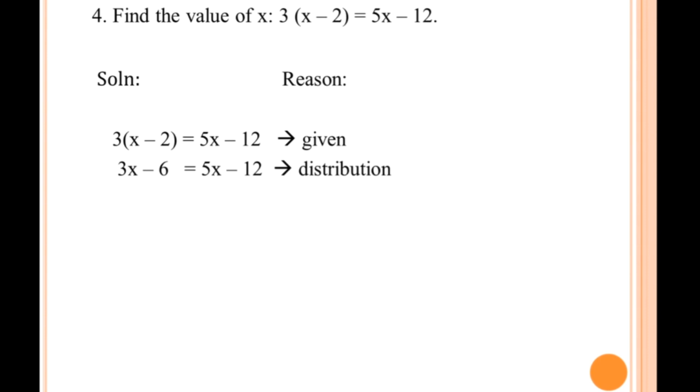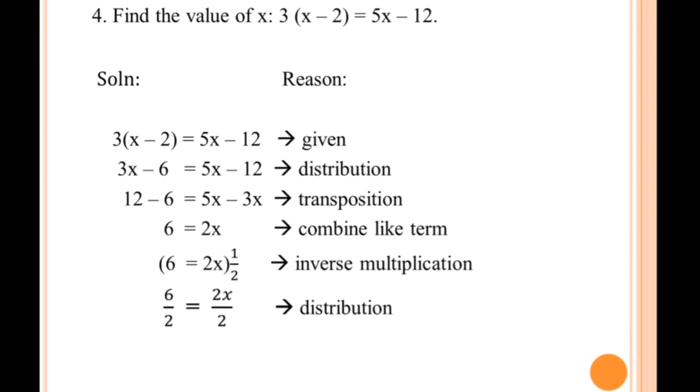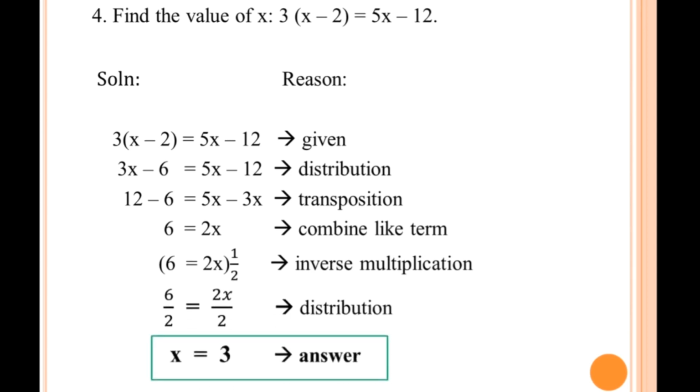Then we're concerned with the value of x, so we're going to transpose 3x to the other side, becoming negative 3x, and negative 6 to the other side, positive 6. So we have 12 minus 6 equals 5x minus 3x. So we can subtract 12 minus 6 and 5x minus 3x. So we have now 6 equals 2x. So we're going to multiply the whole equation by the inverse of 2. We have 1/2. Then distribute. Then we know 2 divided by 2 is 1. So x equals 3.